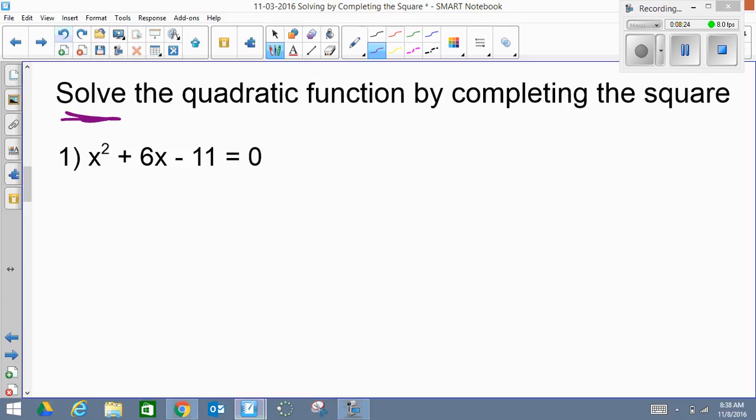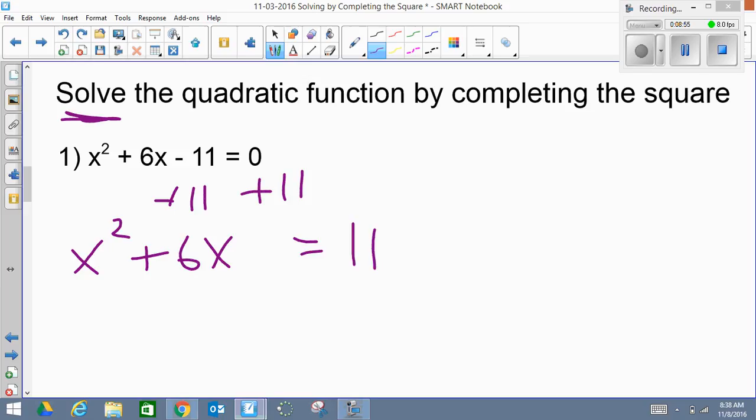Now, our steps of completing the square are the following. Every time I have this, I want to have my x's on one side. Like I said in class, that's the only time that I want my x's together. And any other number is going to be on the other side. In this case, I have a negative 11 that I want to get rid of, so I have to add 11 on both sides. So I'm going to have x squared plus 6x equals 11, because negative 11 plus 11 cancels out.